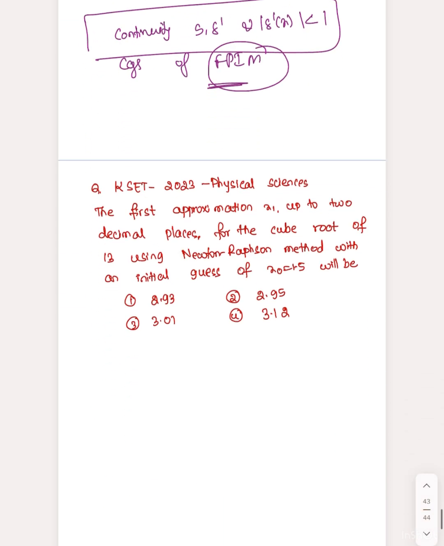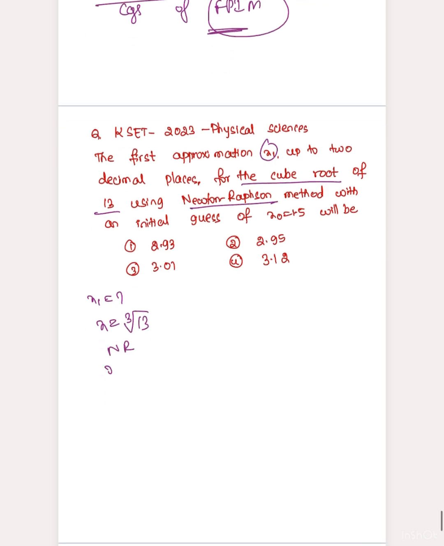Again, a question of KSET 2023, which has been asked in physical sciences. The question says, the first approximation x1 up to 2 decimal places for the cube root of 13 using Newton-Raphson method with the initial value of x0 equal to 1.5 will be. Here, x1 is asked and cube root of 13. Cube root of 13 means x is equal to cube root of 13, and Newton-Raphson method is applied. x0 is 1.5.